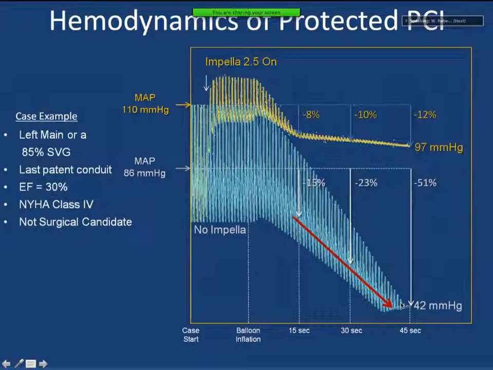Take the case in point: the patient has a left main or a high-grade stenosis in the last patent conduit, or has a low EF or myocardial infarction class 4 and is not a surgical candidate, and you bring him to the Cath lab for a PCI procedure. If you start with a low pressure and you suddenly inflate the balloon in the left main or last conduit, your pressure will drop. Believe me, it will drop very quickly in a matter of seconds, and the patient will crash on you. If you turn the Impella on, you will be able to maintain a pressure fairly smoothly so that you can allow your procedure to take place. You can go on and proceed with the intervention so the patient does not crash. So this is what we see in the lab.